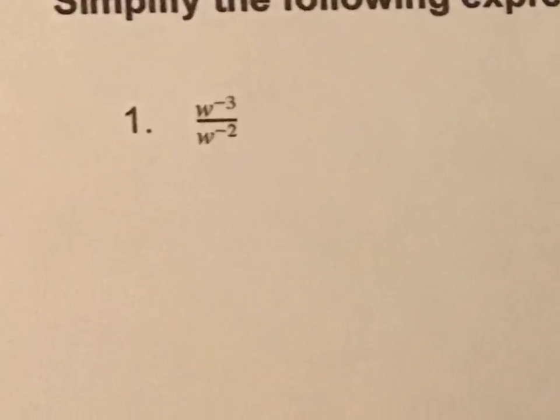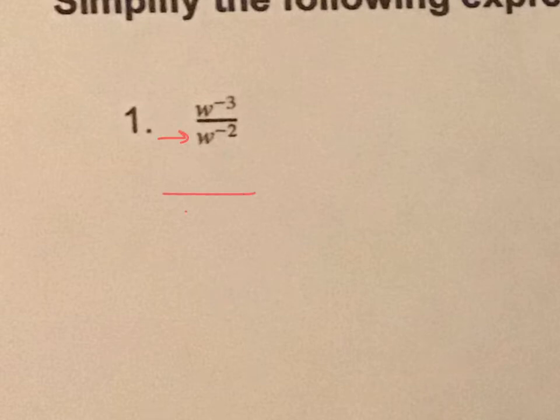This first one, what I always do on these is I look where the bigger W is, and it's in the denominator, which means the W is going to stay in the denominator. And remember, when you divide, you subtract exponents. So if you do -2 minus -3, you get +1. So the answer is just 1 over W.